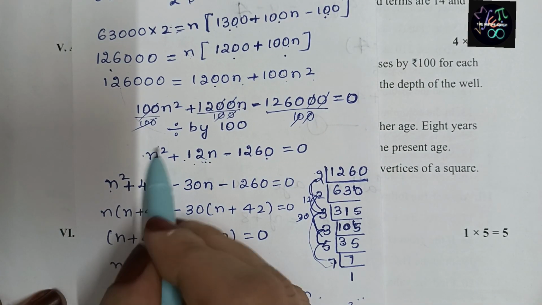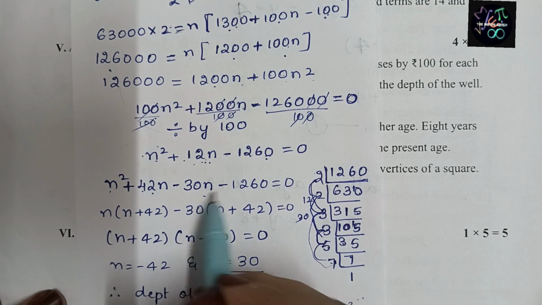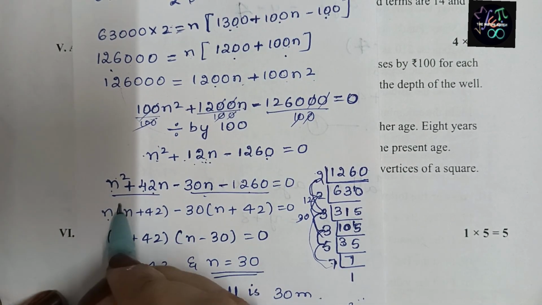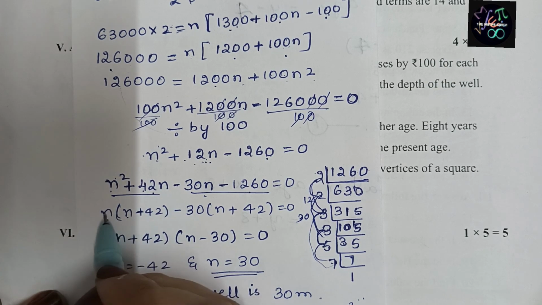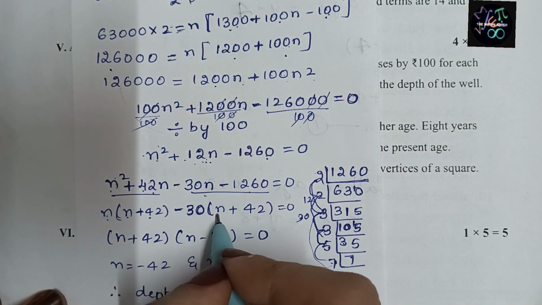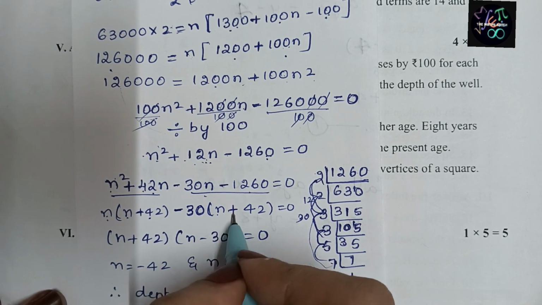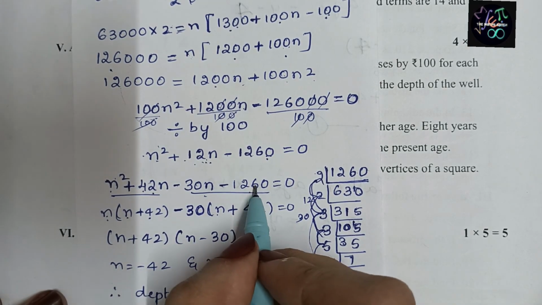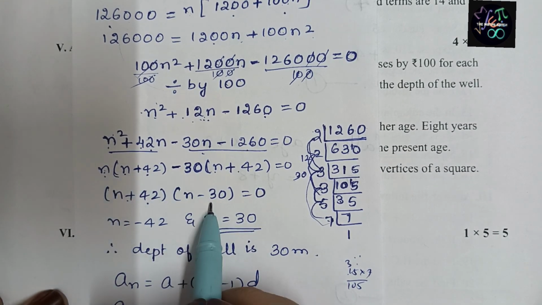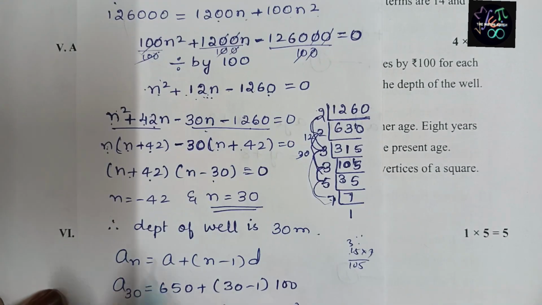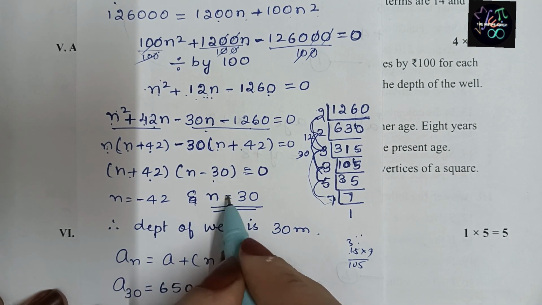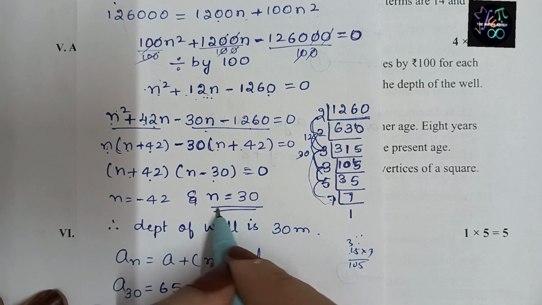So I have written n square as it is, 42n minus 30n minus 1260 as it is. Let us see what is common in this. n is common. So n left plus 42 remains. Here minus 30 is common, so n as it is, and since I have taken minus common, it becomes plus 30 times 42 is 1260. So the common bracket is (n plus 42), what remains is (n minus 30) equals 0. So n equals minus 42 if we bring this side, and n equals 30 if we bring this side.